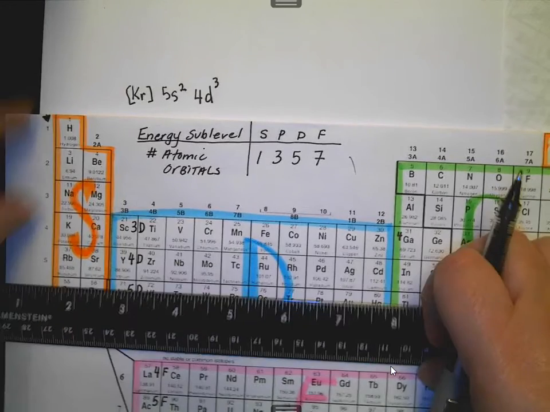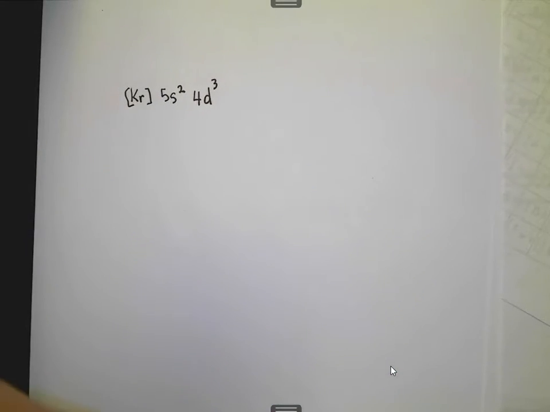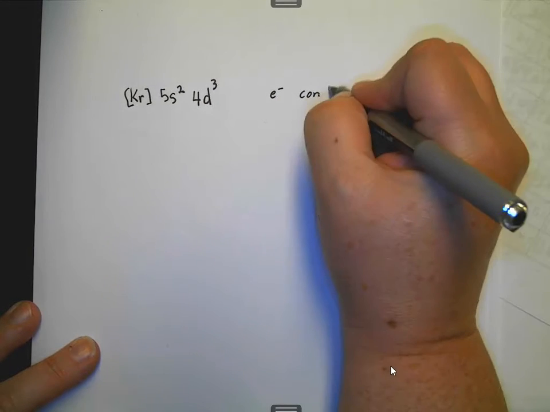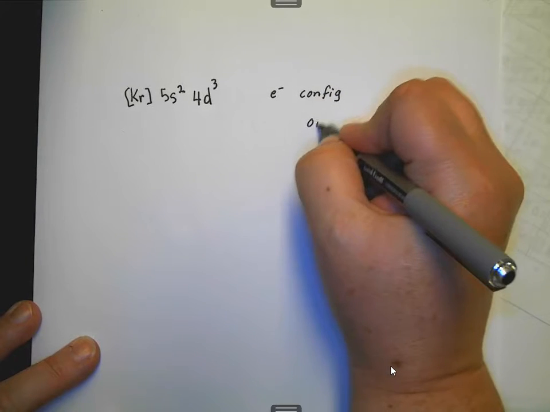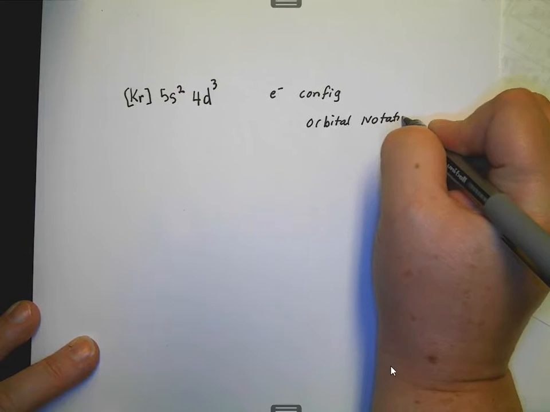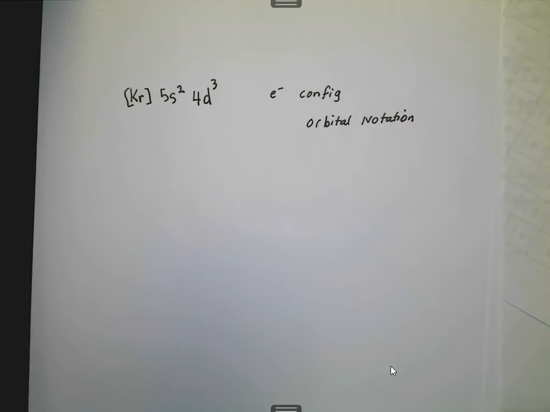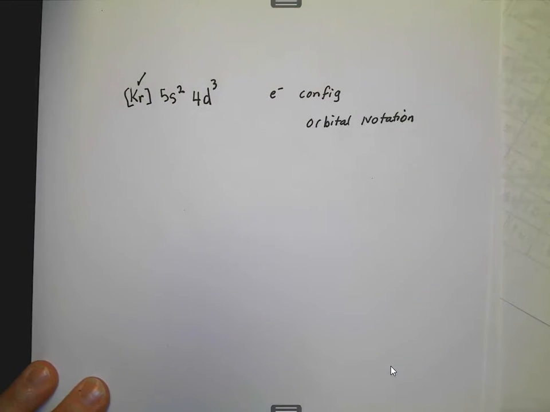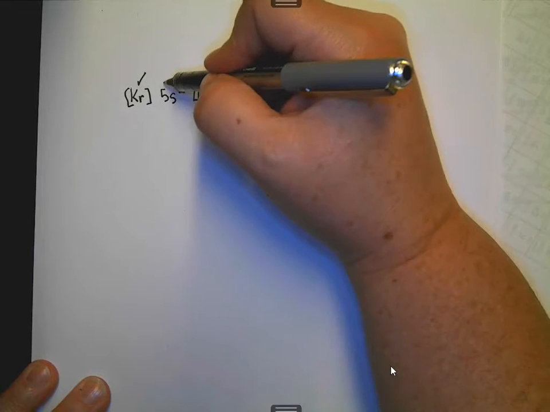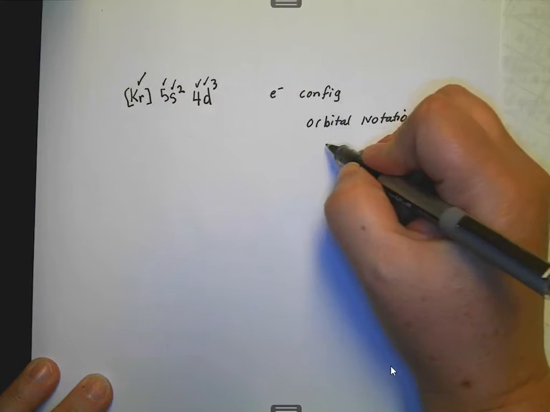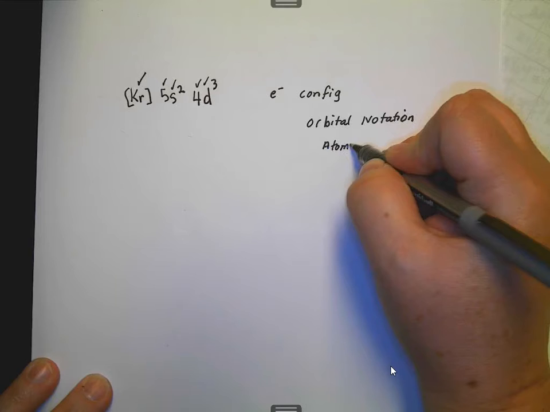Now what I want to do is take this shorthand electron configuration and change it to an orbital notation. The orbital notation is going to have all the same information. It's going to keep the symbol of krypton in brackets. It's going to keep the energy level and sublevel letters. But instead of just doing a total of electrons, I'm going to draw a picture of something called an atomic orbital.